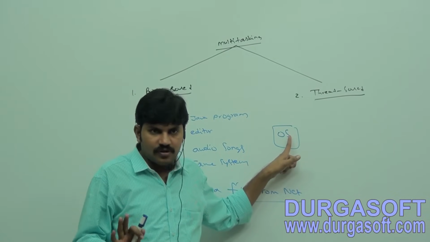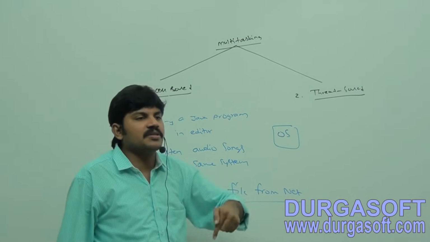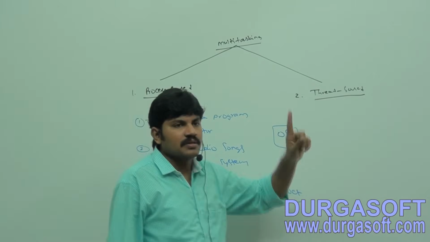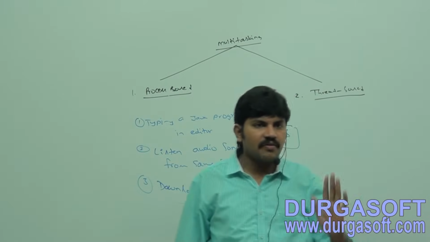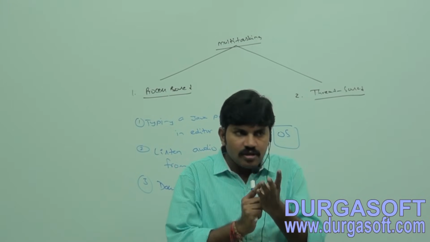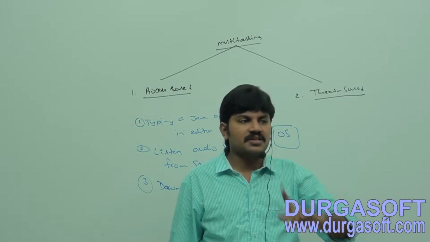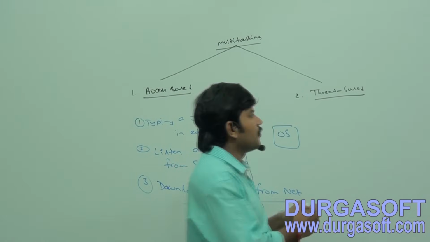Is it clear for all of you? Okay, then at the programmatic level, which multitasking is required? Thread based multitasking is required at the programmatic level. Are you able to understand? What is multitasking? What is process based multitasking? Now, what is thread based multitasking? Let me explain the terminology.